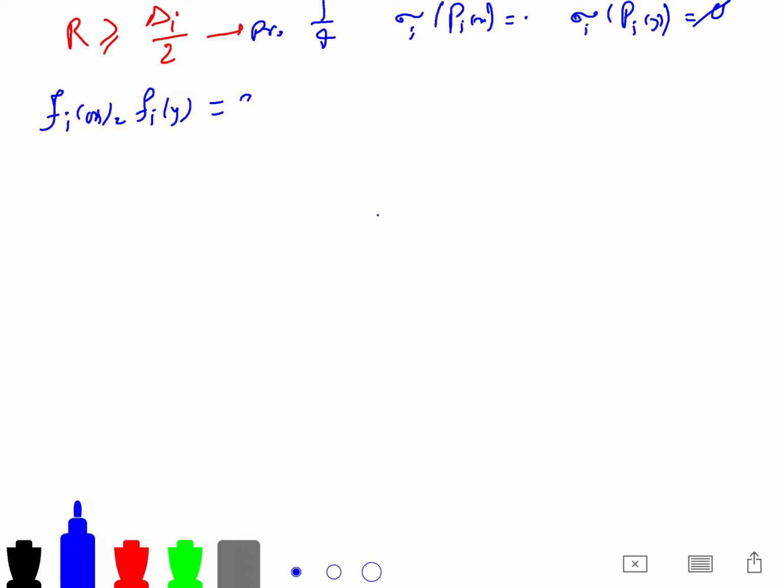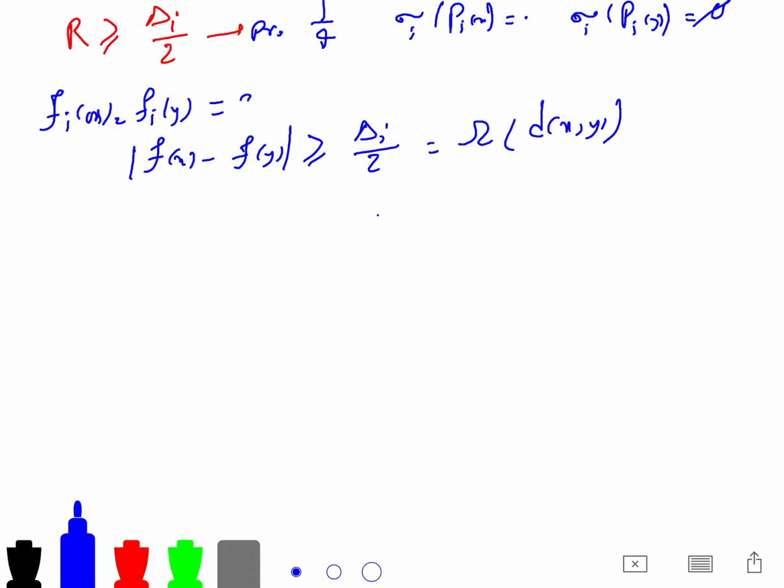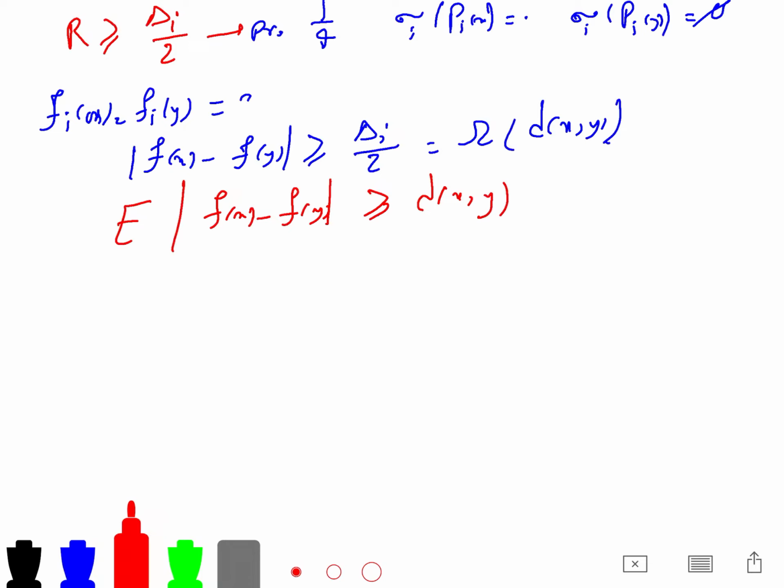Both of them 0. So f of x minus f of y is greater than or equal to delta I over 2, which is order of d of x and y. And so we got the lower bound, which is the expectation of f of x minus f of y is greater than d of x and y, which is a pretty nice achievement.